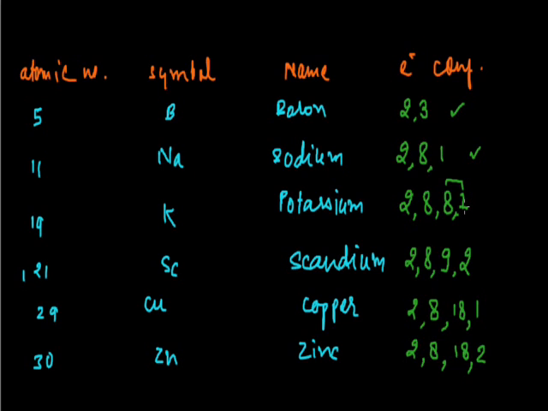But in the case of potassium, scandium, copper and zinc, there is some ambiguity. In potassium, we have filled only 8 electrons in the M shell, but it can have a maximum of 18 electrons. But here we will see that the last electron will go into the S orbital. That's why this shell has 8 electrons and this will have 1 electron. So the rest of the elements follow this path.